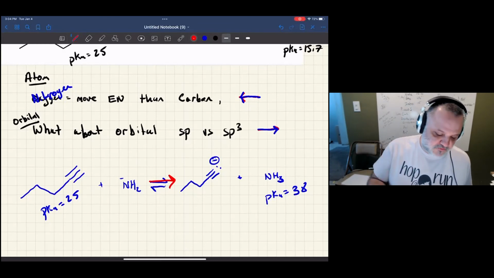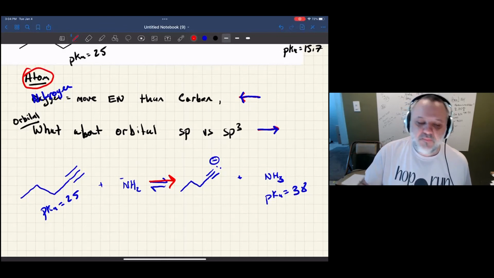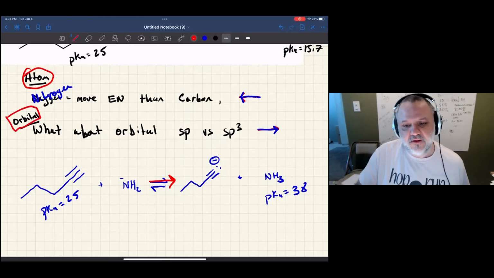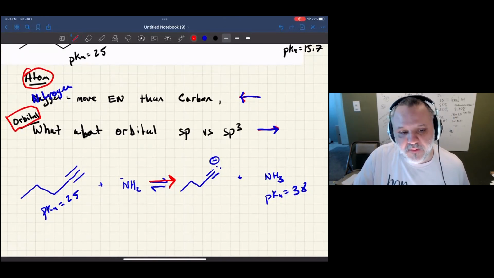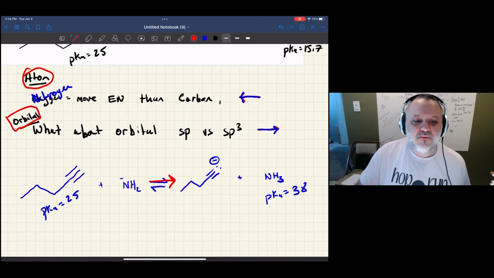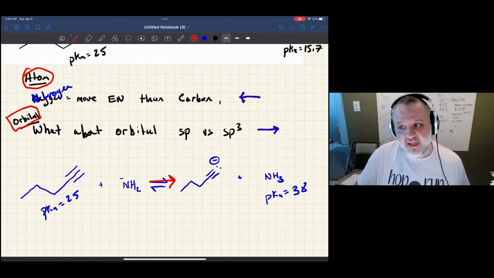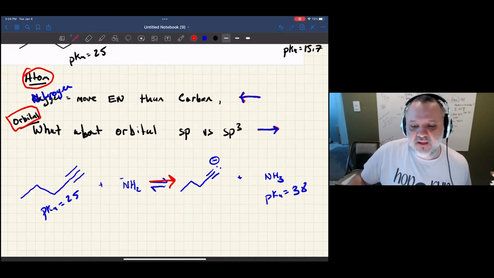And so here's one of those situations where, yeah, the atom is usually the deciding factor, but here's an example of where the orbital was the deciding factor. And so sometimes the pKa's are going to be the things that help you determine that. Okay, so here's a compound. Is OH going to be able to do it? No, but amide, the NH2 anion, would be a suitable reagent to deprotonate the alkyne.